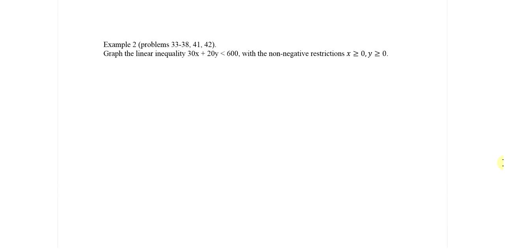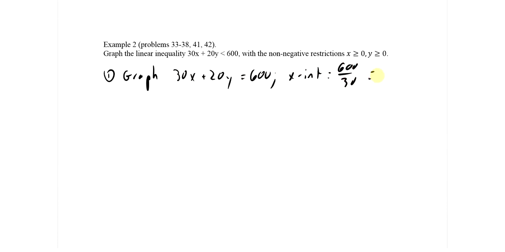Okay, so here's another problem. Graph the linear inequality 30x plus 20y less than 600 with these non-negative restrictions. So we'll start again by graphing the line, in this case 30x plus 20y equals 600. How do you do that? Find the x-intercept, and that's 600 divided by 30, and that is 20. And the y-intercept, which is 600 divided by 20, and that's actually 30.